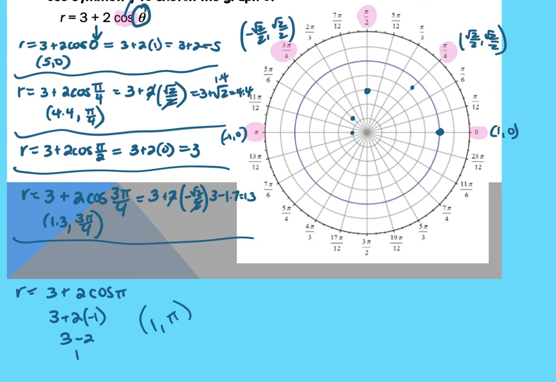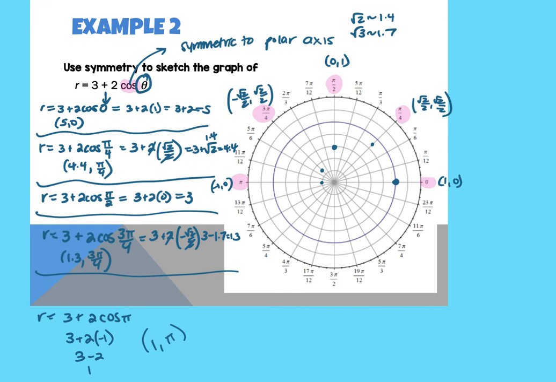Square root 3? No, this is square root 2, and I did it as 1.7. This should be 1.4. This should be 1.6. Yeah, that should be 1.6. Not that it makes much of a difference.